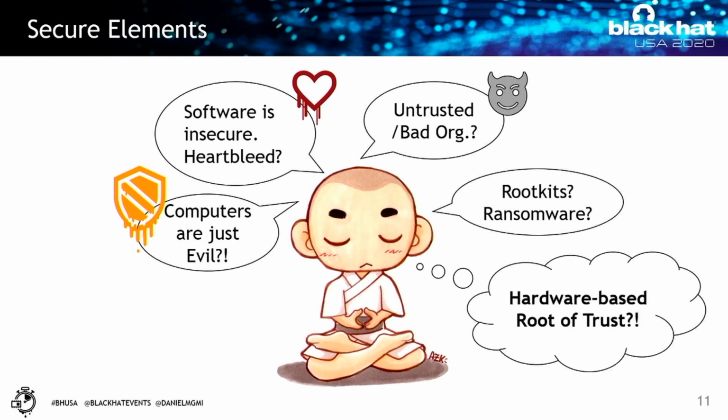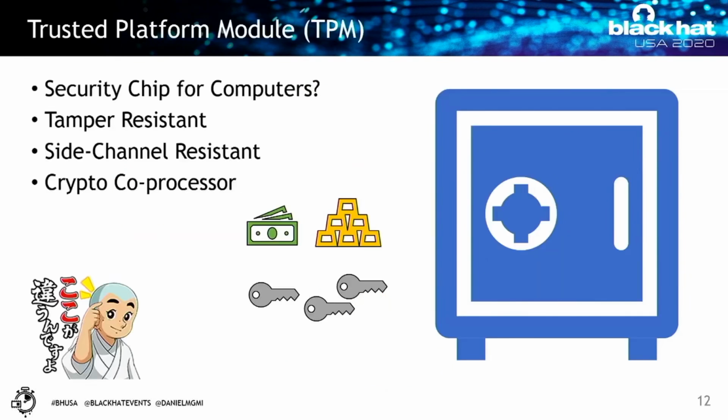So the idea is we need something like a hardware-based root of trust, and we have designed things like the trusted platform module, for instance. A trusted platform module is a secure element that is a standard, and it has to support a standard set of functionality. The other promise of this trusted platform module is that it basically defines a security chip that needs to be secure against even some of the physical attacks, like tampering and side channel attacks.